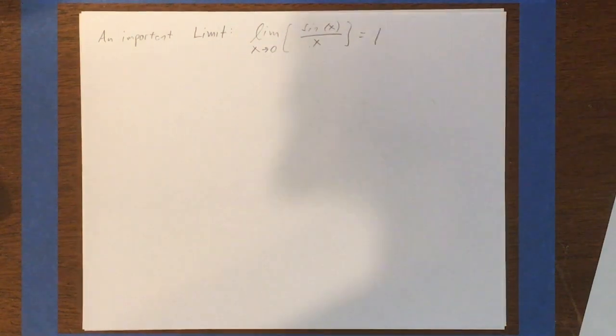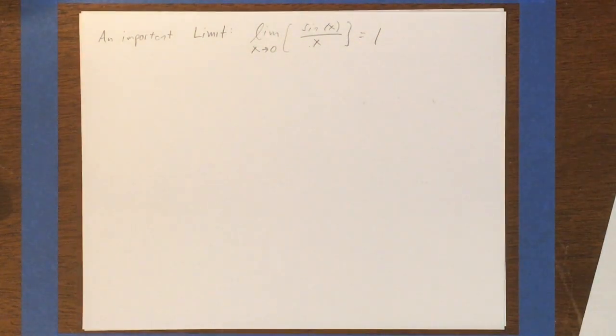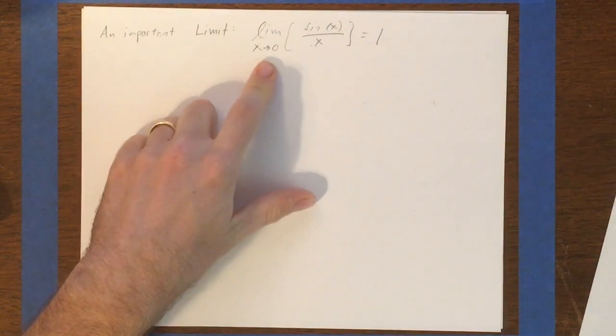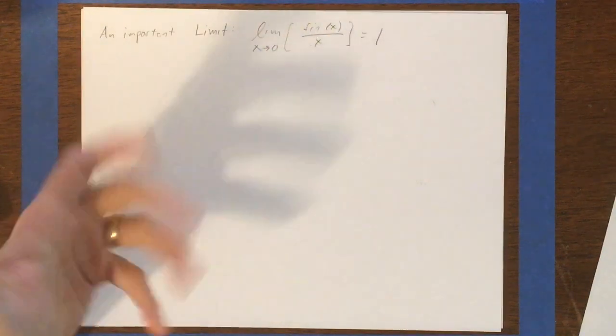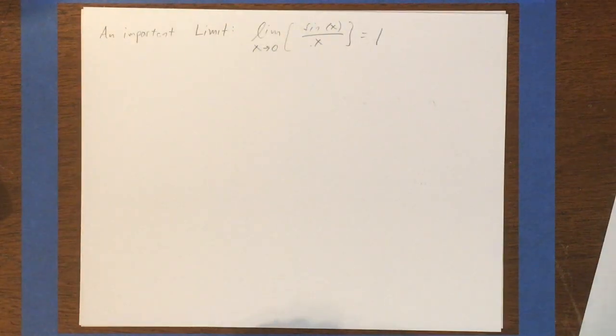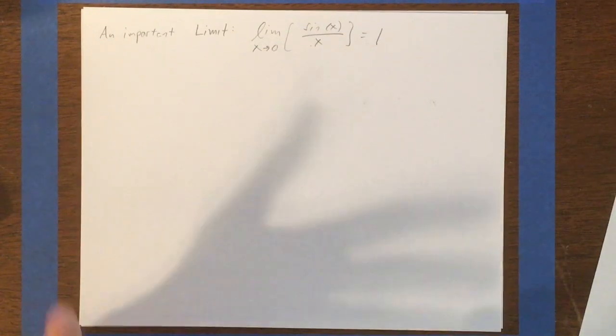All right, we're going to finish off section 2.3 with an important limit. So this is a very specific limit that is going to become important to us later in chapter 3. And it's not an obvious one. The limit is the limit as x approaches 0 of sine of x over x. So sine of 0 is 0, as you may recall. And so we'd have 0 over 0 there, another indeterminate form.